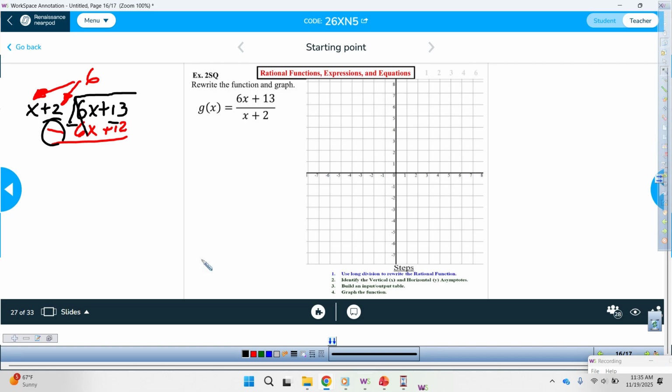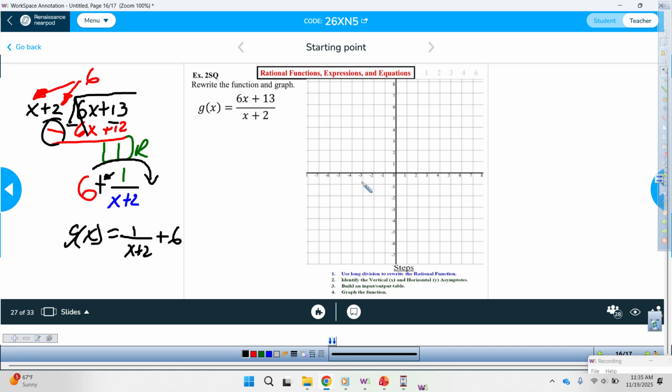Distribute this here and here. This cancels. 13 minus 12 is 1 remainder. Answer: 6 plus 1 over x plus 2. I rewrite that, which means I send the 6 to the back. Anything that's not a 1 always goes to the front, but in this case there's nothing. So I just write 1 over x plus 2 plus 6, and all that equals g of x.